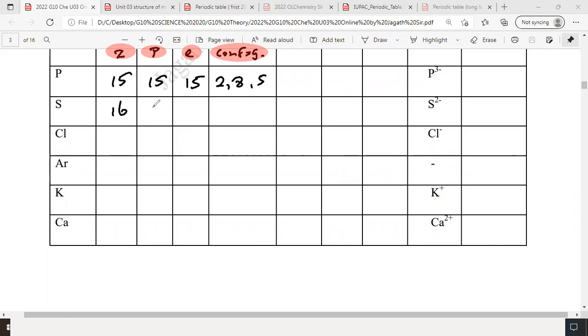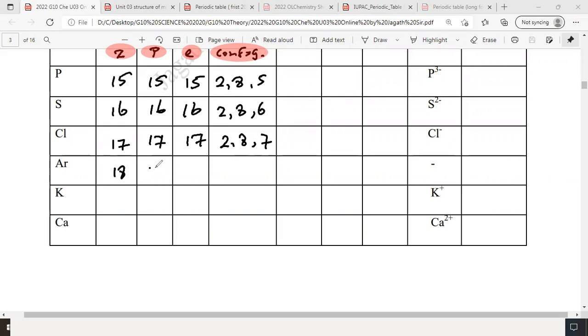Then sulfur. Who can tell me the electronic configuration? There are 16 electrons. Dimoksha. 2,8,6. Very good. Atomic number 17. 17th element is chlorine. Proton 17, electron 17. Who can tell me the configuration? Sohana. 2,8,7. Very good.